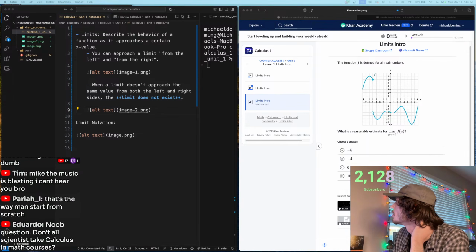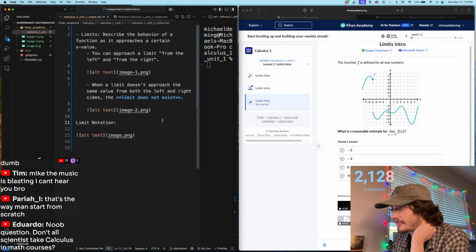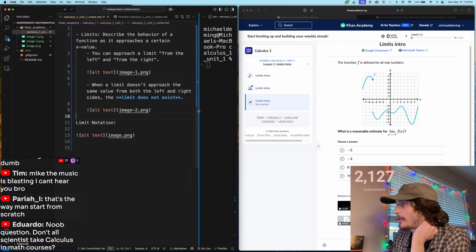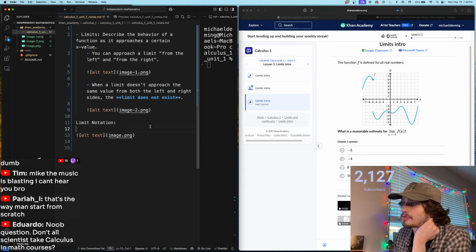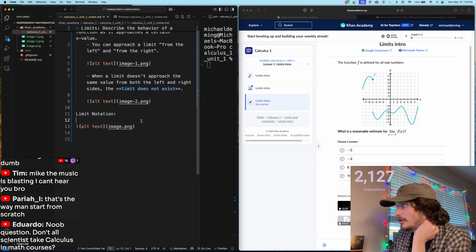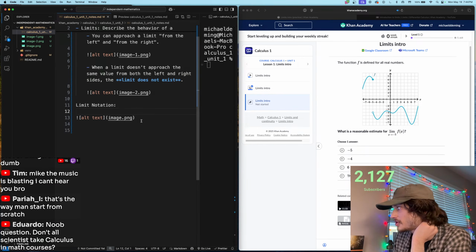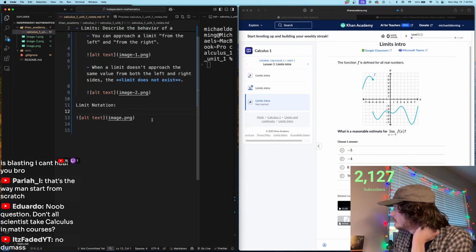Eduardo says, new question. Don't all scientists take calculus in math courses? Yeah, I took calculus my freshman year of college, so it's a long time ago. So I'm wanting to go over it again here. Maybe we'll be able to move through it a little bit quicker this time around. Go through it again here and use Python and programming to solve these calculus problems rather than writing out by hand. So I'm going to use Python to do it.